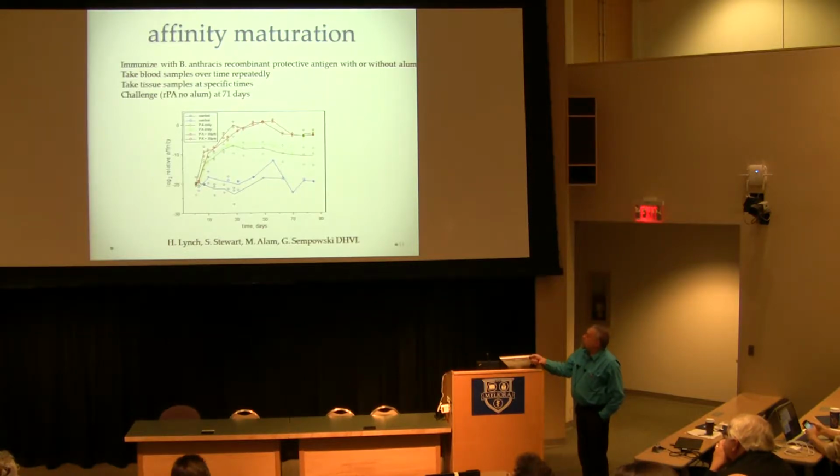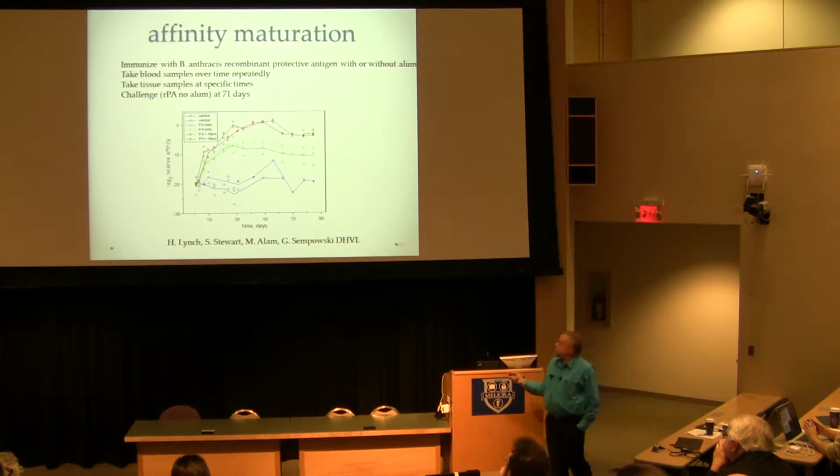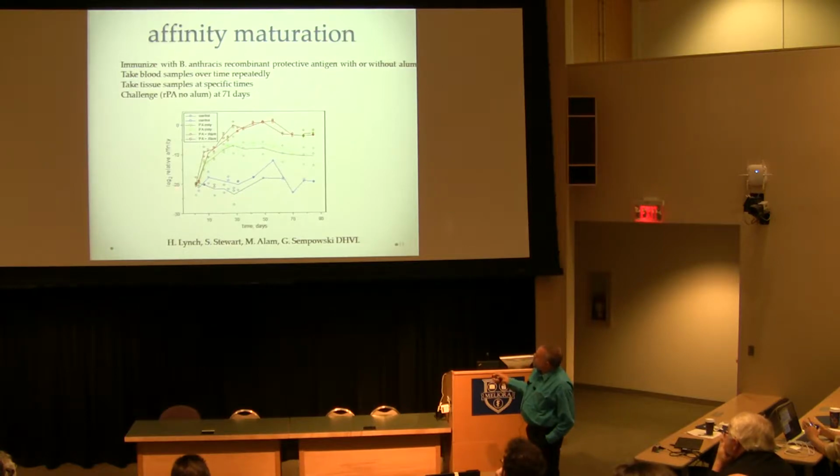shown by our colleagues at Duke. And what we're seeing here is the effect of a vaccine adjuvant on affinity maturation. This is the log of the relative affinity, and this is mice immunized with recombinant protective antigen from Bacillus anthracis, the agent responsible for anthrax. And in red, we see, I'm putting my finger in front of the laser. It really doesn't work at all well that way.